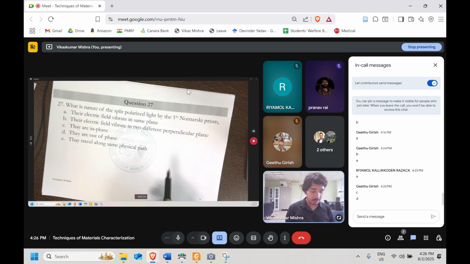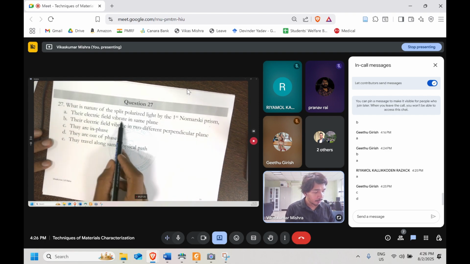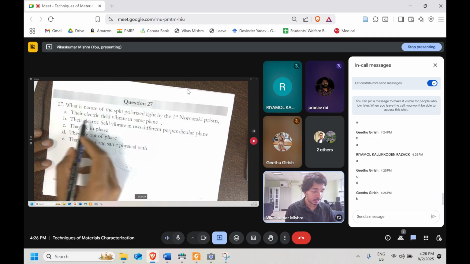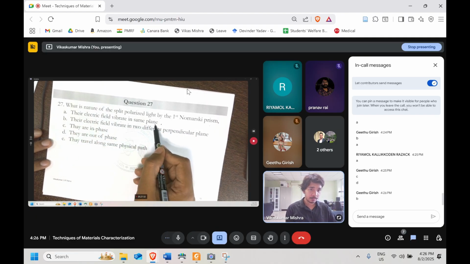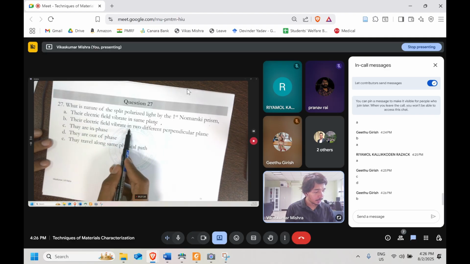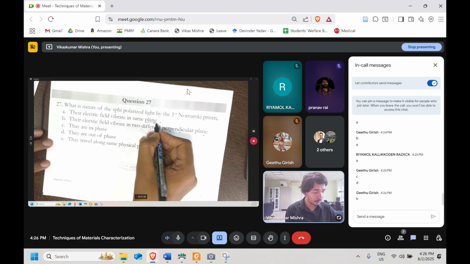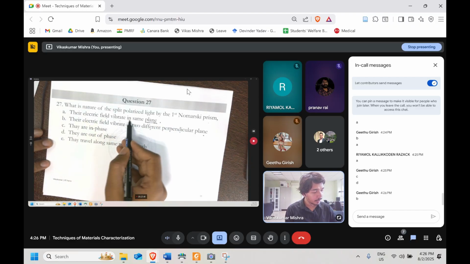What is their nature? Option A: their electric field vibrate in the same phase. Option B: their electric field vibrate in two different perpendicular planes. Sorry, it was not phase, it's the plane. Their electric field vibrate in the same plane? No.